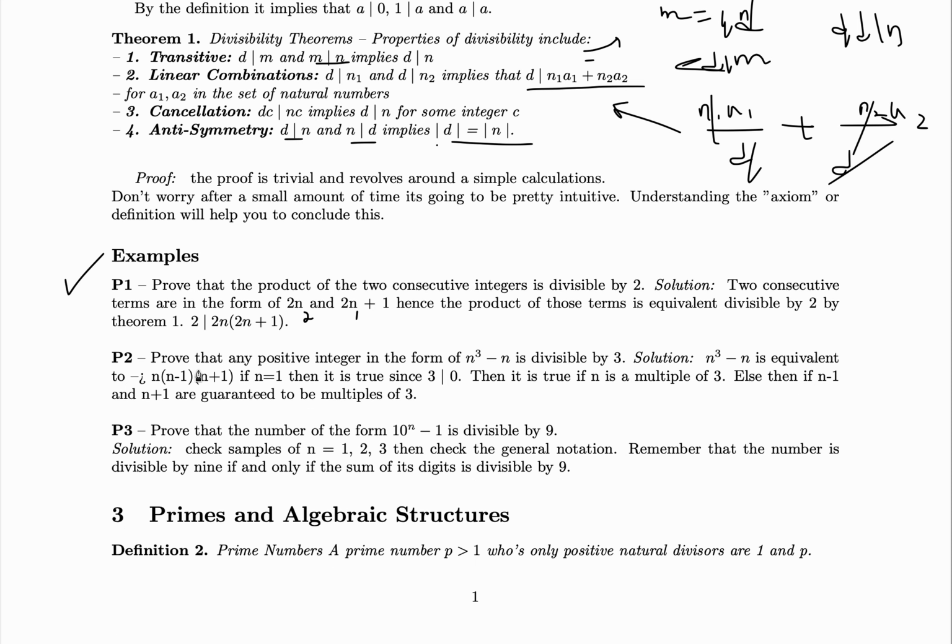Now for problem 2, we can prove that n cubed is divisible by 4.